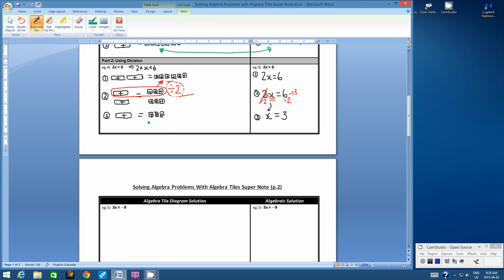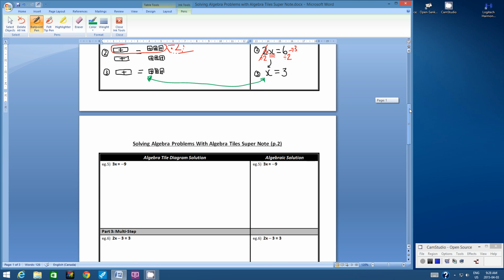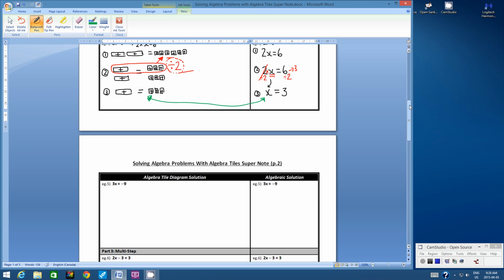Finally, let's do a check. Is your tile diagram solution the same as your algebraic solution? Yes, it is. Okay, so how was that? All right, let's go on to example 5.